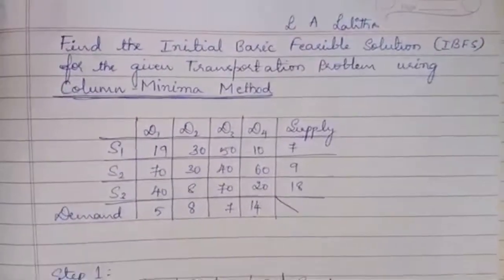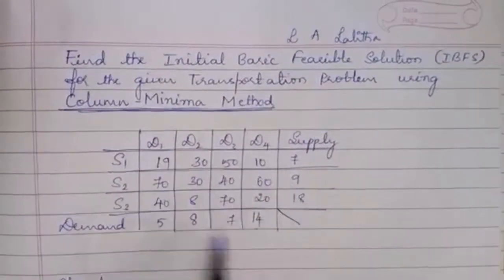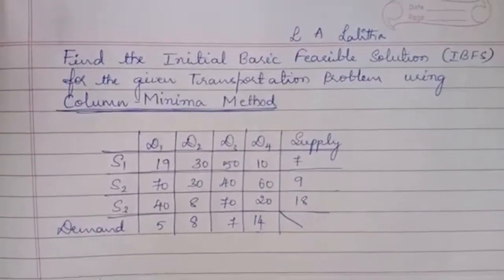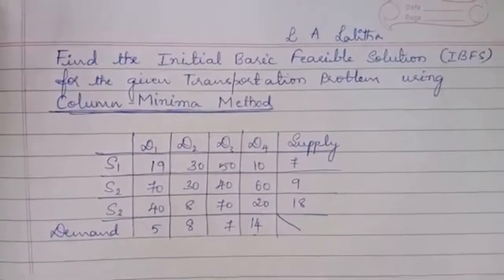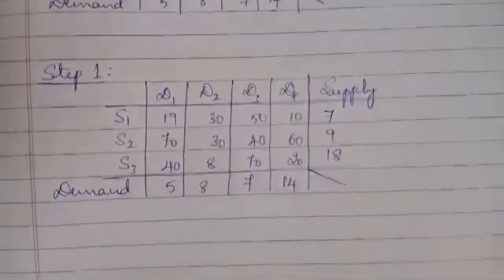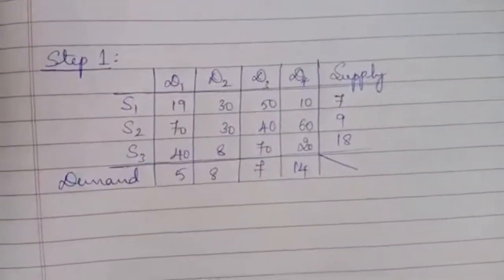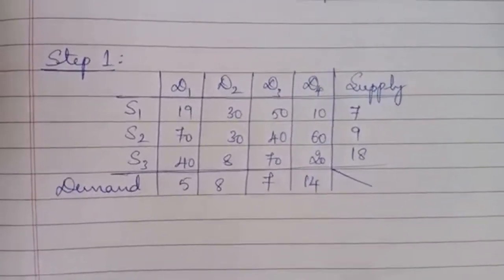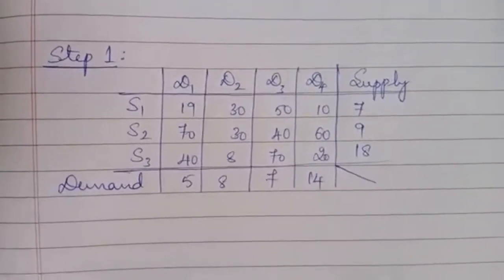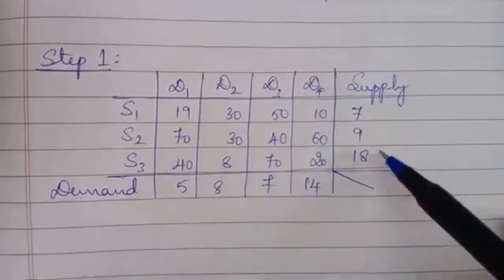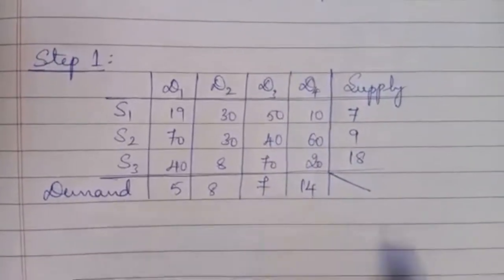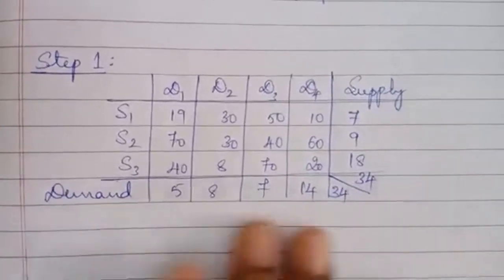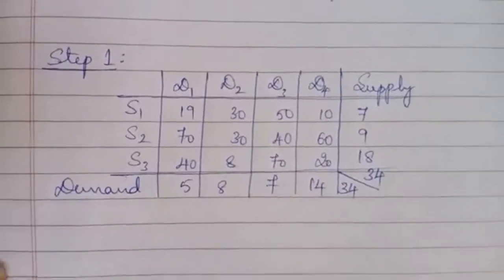So we will move on. I will show you how to solve the problem. The same problem I have taken for the previous three methods, I am taking now for the column minima method also. We will see how to solve it. In the first step, hope you remember, the first thing you have to do is check whether it is a balanced transportation problem or not. How do you check? Sum of supply should be equal to sum of demand. Here sum of supply is 34, sum of demand is 34. So it is a balanced transportation problem.